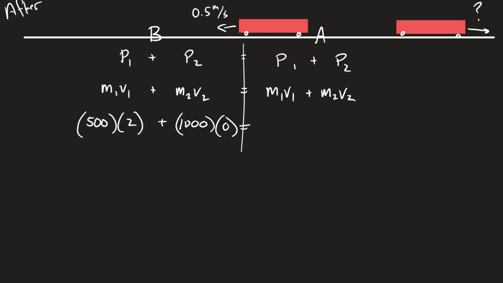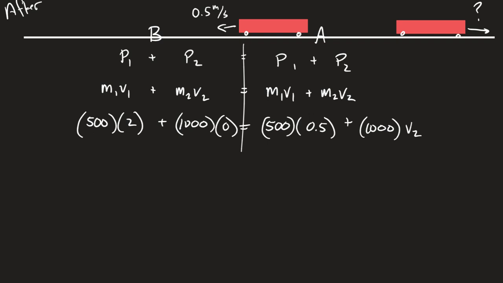After the collision, Object 1 still had a mass of 500 grams, but now had a velocity of 0.5 meters per second. At the same time, Object 2 still has a mass of 1,000 grams, but now has some unknown velocity. I think it's going to move after the collision.